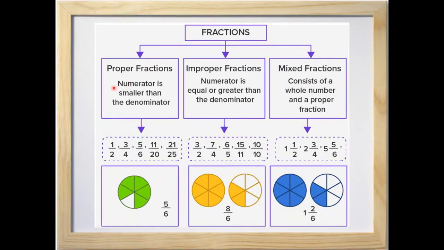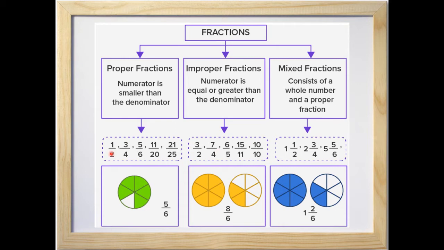By definition, a proper fraction is a fraction where the numerator is smaller than the denominator. An improper fraction is a fraction where the numerator is equal to or greater than the denominator. And a mixed fraction consists of a whole number and a proper fraction.